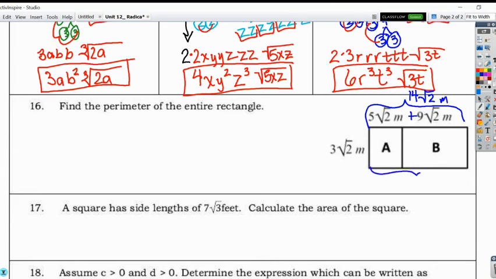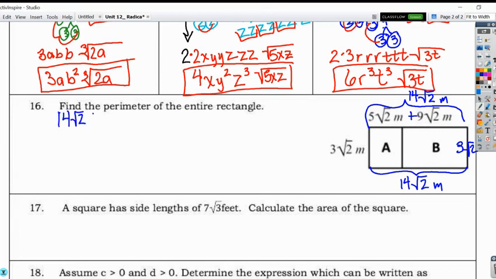Now this also means that across the bottom I have the same 14 times the square root of 2 meters, and my width that was 3 square root of 2 on the left is also going to be a matching 3 square root of 2 on the right. So to find the perimeter, we're going to add these all together.